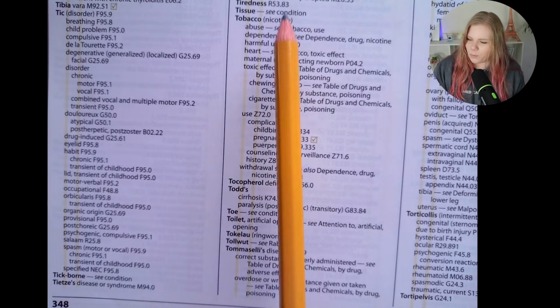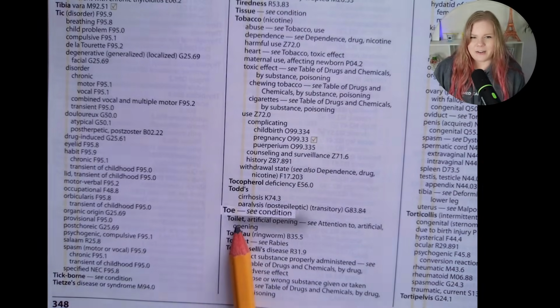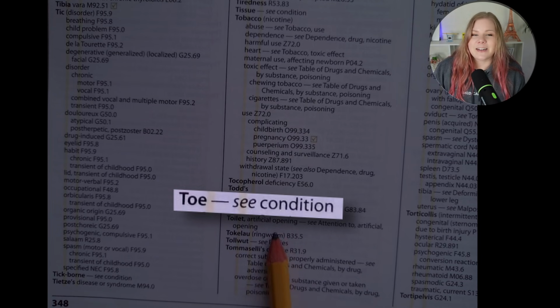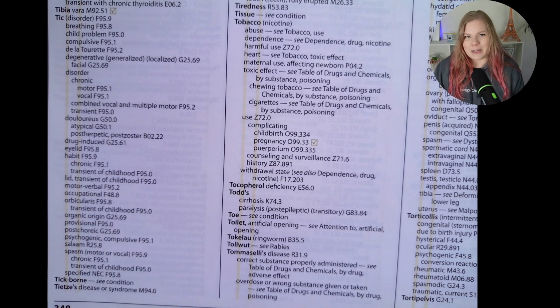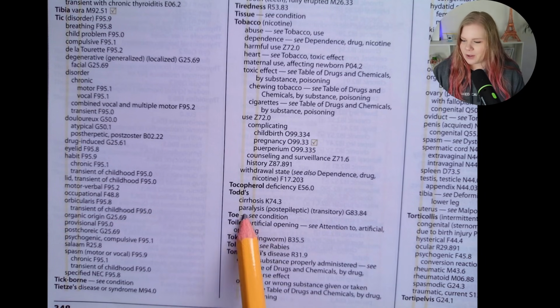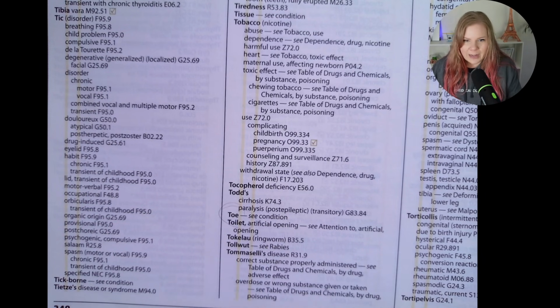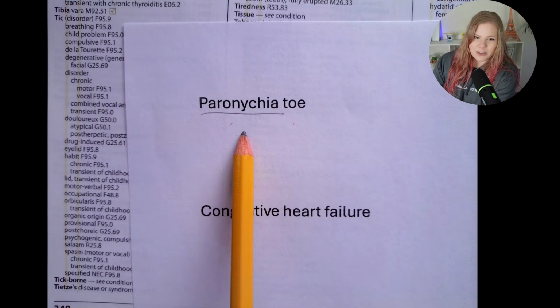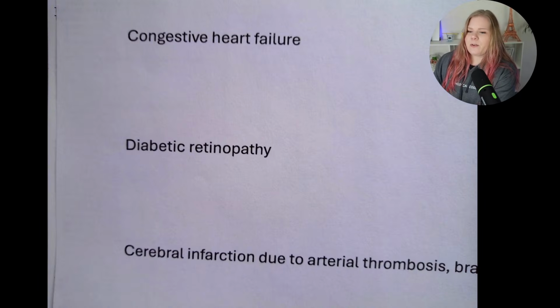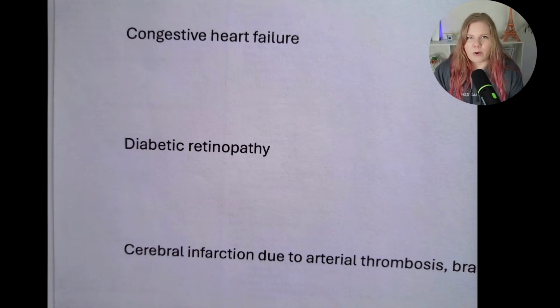When we look up the word toe, under toe it says see condition. That does not mean to look up the word condition. What it does mean is, what is the condition of the toe? In our case, the toe has a paronychia, so that's the term we're going to look up. Same thing if it was, for example, an arm fracture and we looked up the word arm. It would maybe say see condition. What's the condition of the arm? It has a fracture, so the main term we'd look up would be fracture.